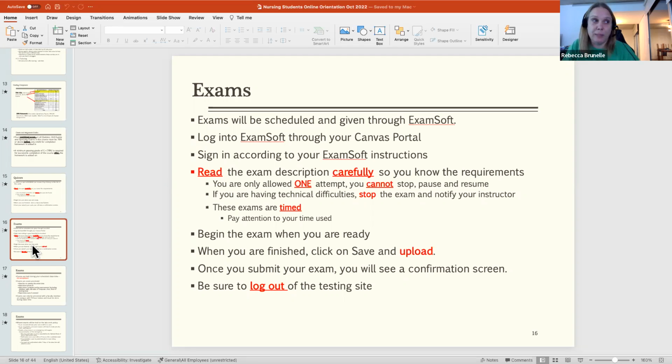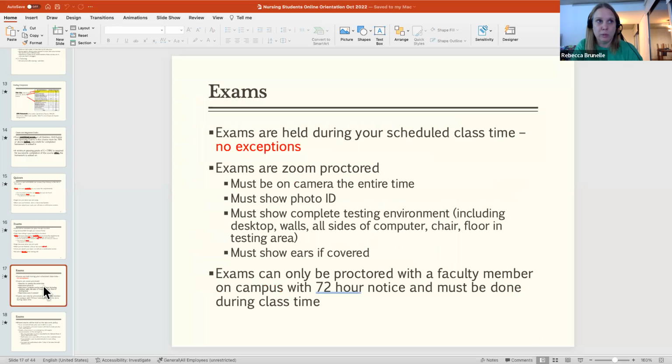And if for any reason you prefer to take the exam on campus with a proctor, I'm fine with that. You just need to let me know in advance and I'll give your proctor the exam code.